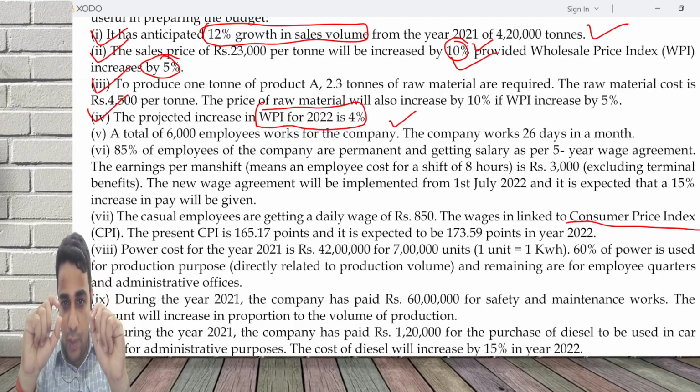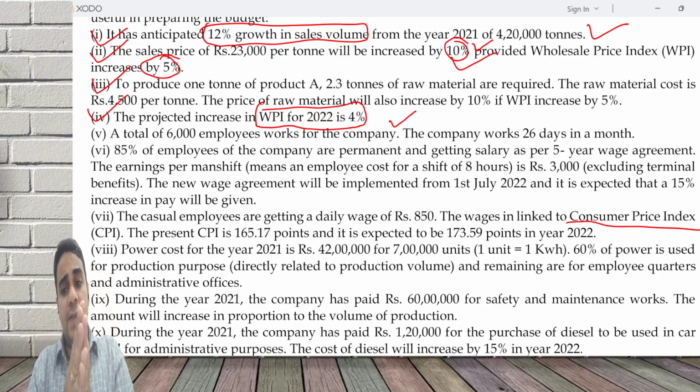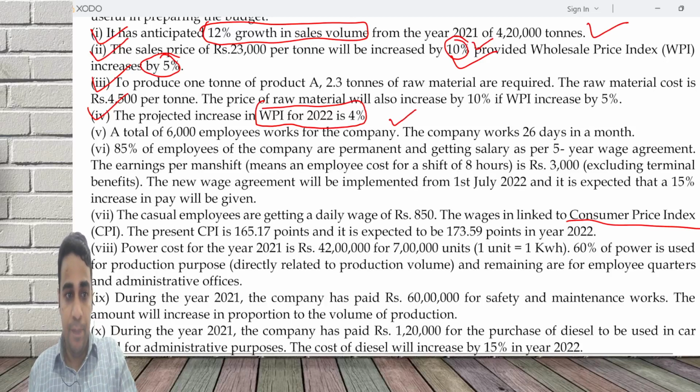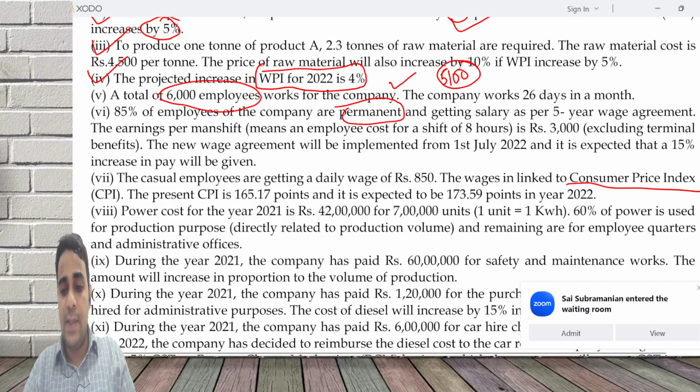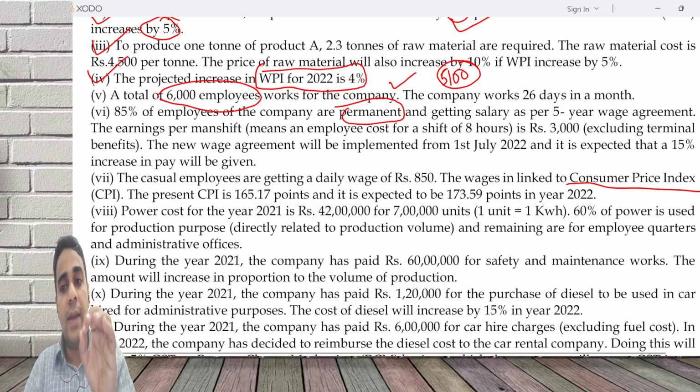Overall, I have 6,000 employees. They work for 26 days in a month. At any place you have a doubt, let me know. If I make calculation mistakes, let me know, because I sometimes make mistakes, so you'll have to correct me. 85% are permanent, which means of the 6,000, 5,100 employees are permanent. These employees get a salary as per a 5-year wage agreement.